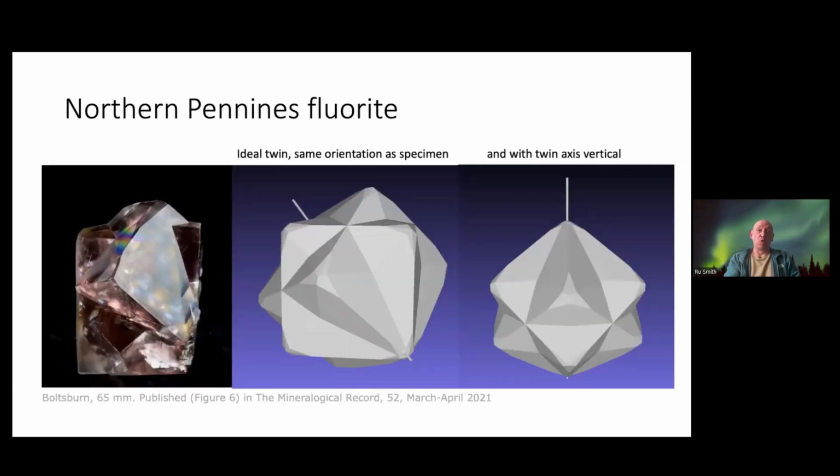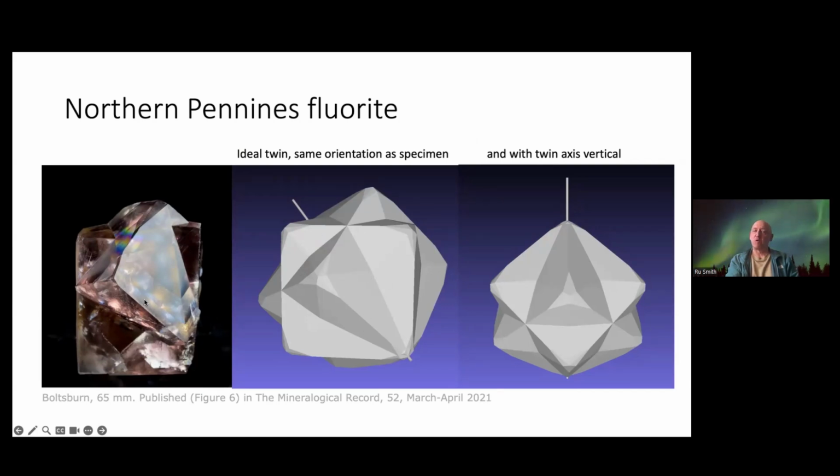And here, a Northern Pennines fluorite. This is going to introduce the twinning example that I mentioned earlier on. We saw that twinned galena crystal, and now we're going to talk about twinned fluorite crystals. This is a favorite crystal of mine from Boltsburn. It's beautifully limpid, transparent. And my model here is an ideal version of that. You can see here we've got basically a rectangle, but here I've made it a cube.